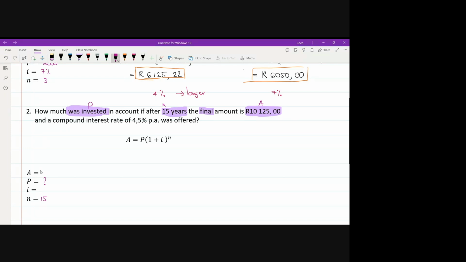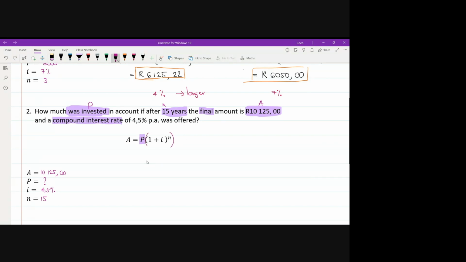My A will be 10,125 at a compound interest rate. I tell you, they will always tell you compound interest rate of 4.5%. So our I is 4.5%. Now, we want P. So we need to go in and make P the subject of the formula. Now, the thing that is missing, or the thing that is actually attached to the P that's making it difficult for me to calculate it, is this bracket.